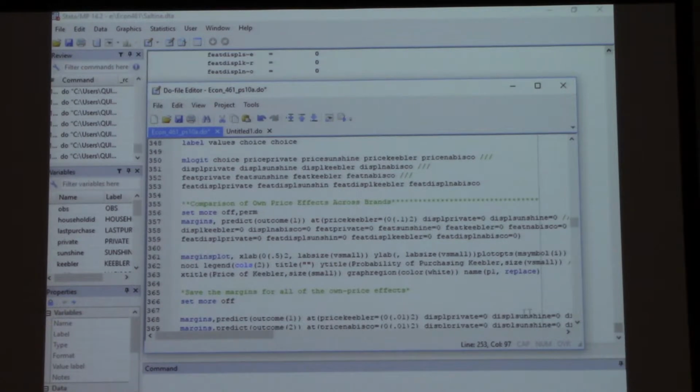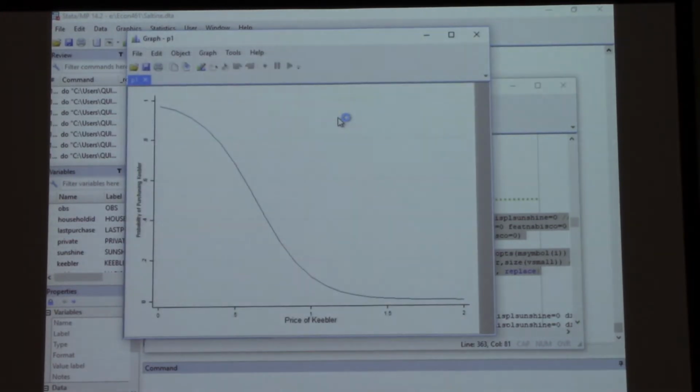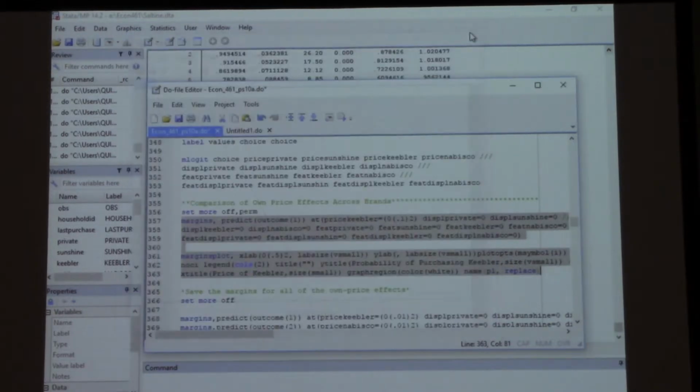So in essence, what I want to do here is look at the cross price effects. Well, this is an own price effect. Outcome one is Keebler, and this is across the price of Keebler. So this is an own price effect, and this is our graph of the own price effect. So we write that down. All right, that's fine.